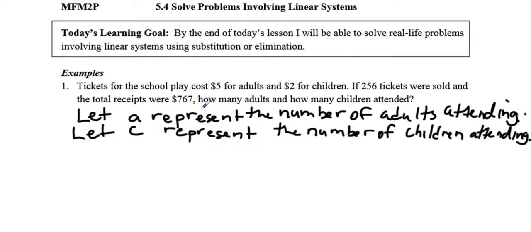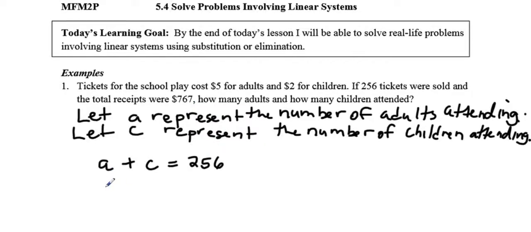Okay, so if A and C represent the number of people attending, that really represents the number of tickets that were sold altogether. So I can say A, the number of adults, plus the number of children equals 256. It doesn't equal 767. That has to do with the money.